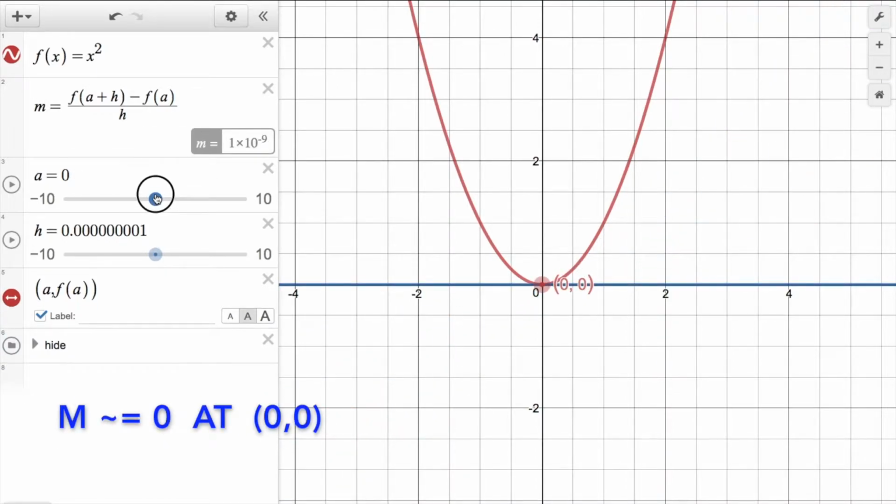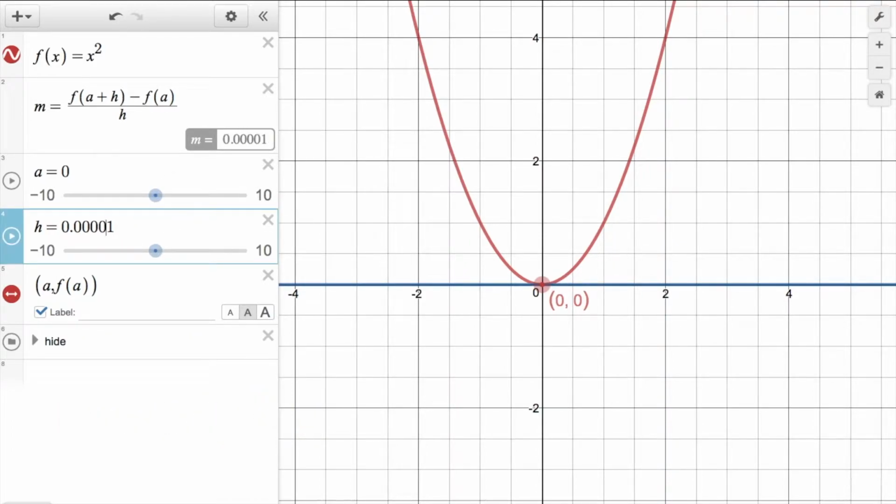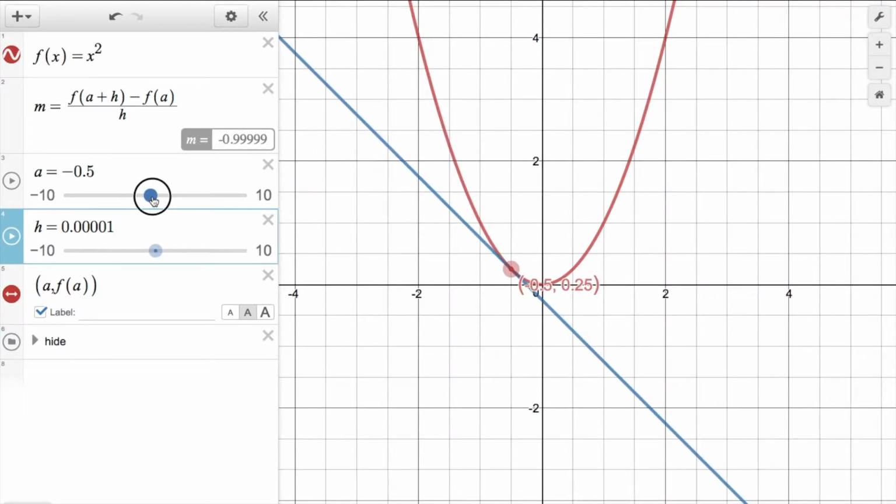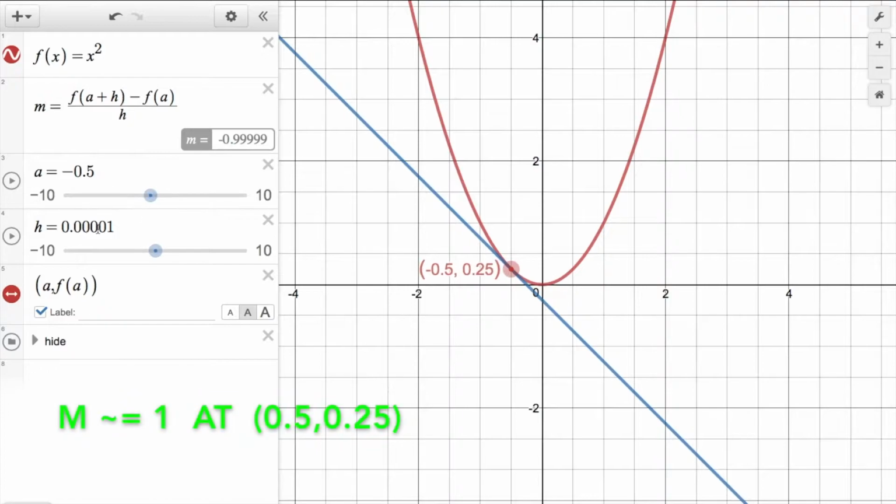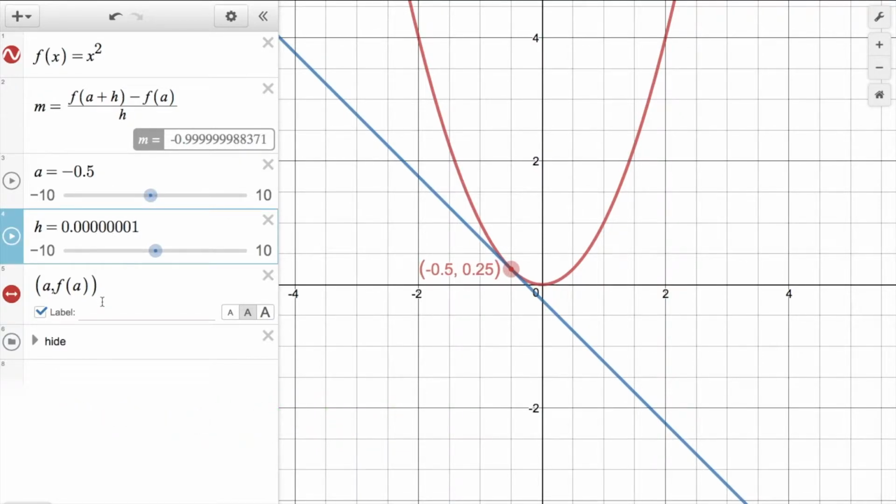And you can record those down. You find another point where m is equal to 0, and record that. Find another point where m is equal to negative 1, and record that. All without really knowing what the x squared function is. You don't need to know what it is, you just need to be able to type it into Desmos.